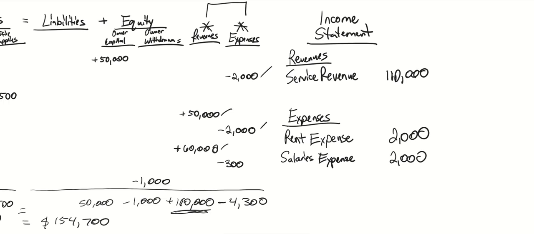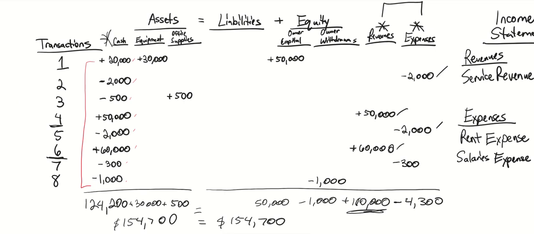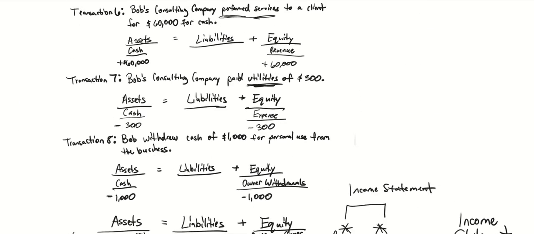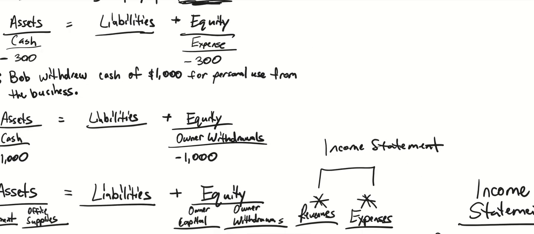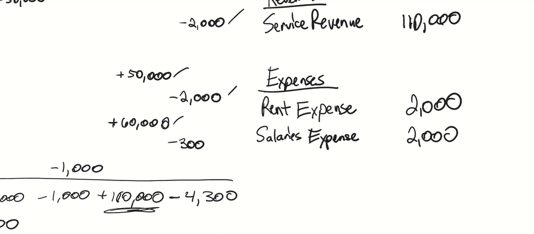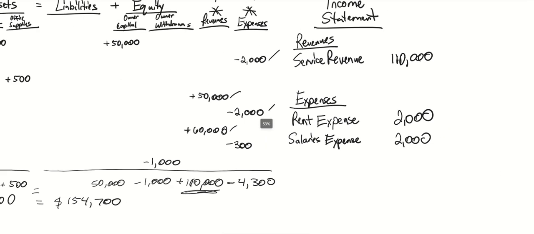Okay, so now we got our last expense here, and it's for 300, and it's from transaction 7. And transaction 7 here is for utilities. So, I'm going to call this utilities expense. And this is for $300.